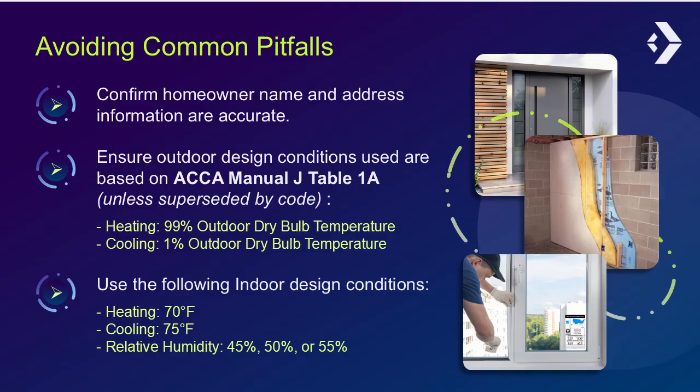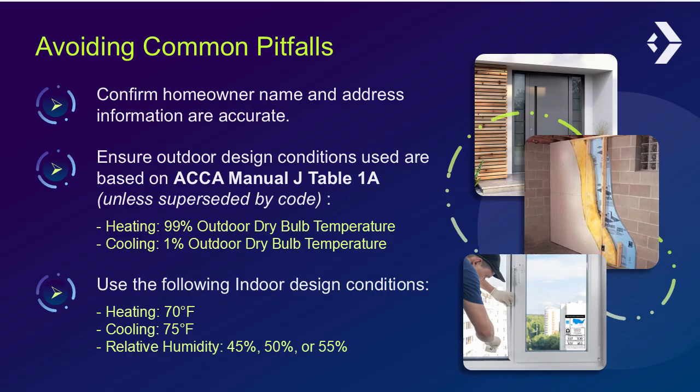Start by verifying that the homeowner's name and address information are accurate. Make sure the outdoor design conditions are based on ACCA Manual J, Table 1A, unless local codes specify otherwise. For heating, use the 99% outdoor dry bulb temperature, and for cooling, use the 1% outdoor dry bulb temperature. For reference, the 99% dry bulb temperature means it's colder than this only 1% of the hours in a year. Similarly, the 1% dry bulb temperature means it's hotter than this only 1% of the hours in a year.